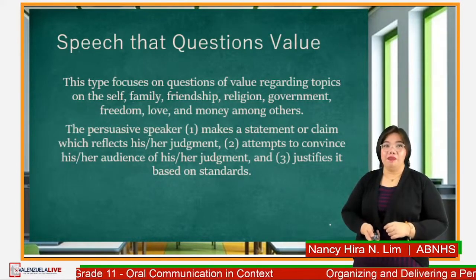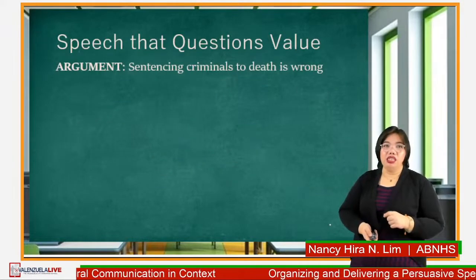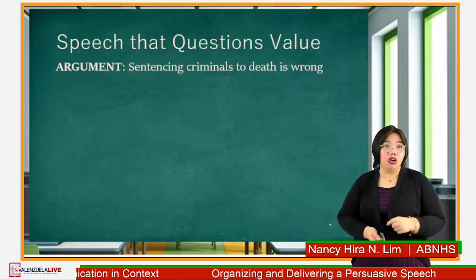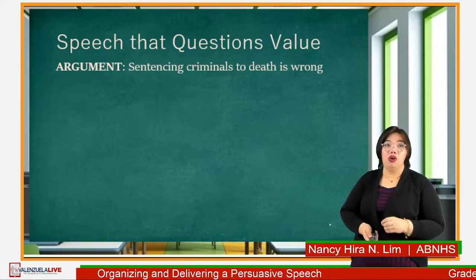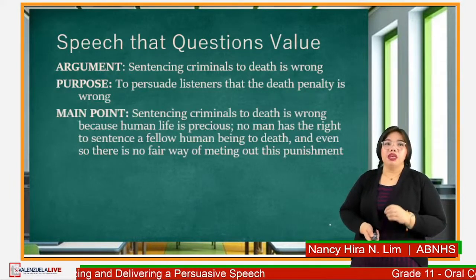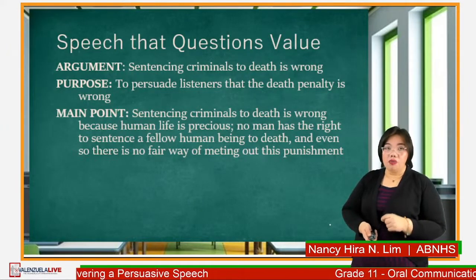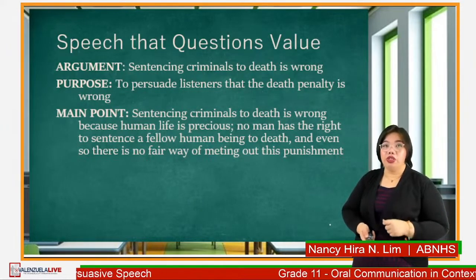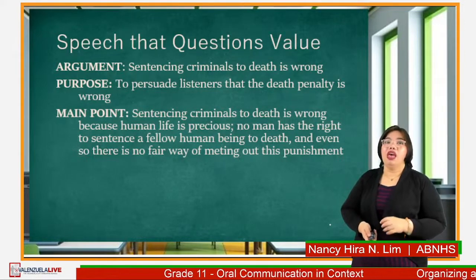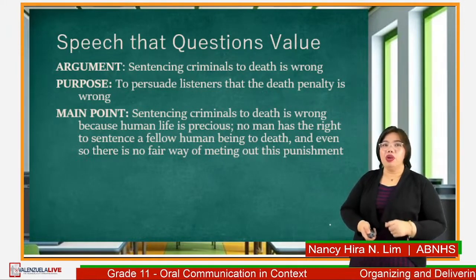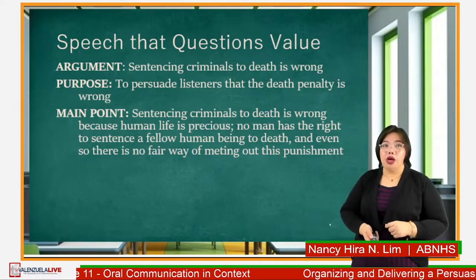Here is an example. For the argument, sentencing criminals to death is wrong, for the purpose to persuade listeners that the death penalty is wrong. For the main point, sentencing criminals to death is wrong because human life is precious. No man has the right to sentence a fellow human being to death, and even so, there is no fair way of meting out this punishment.